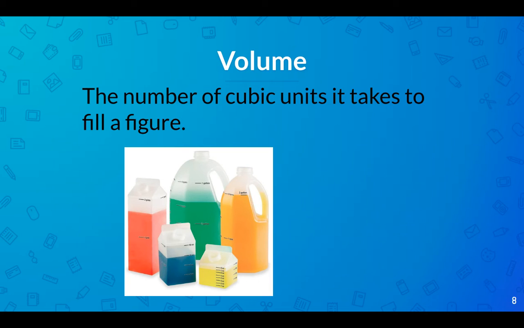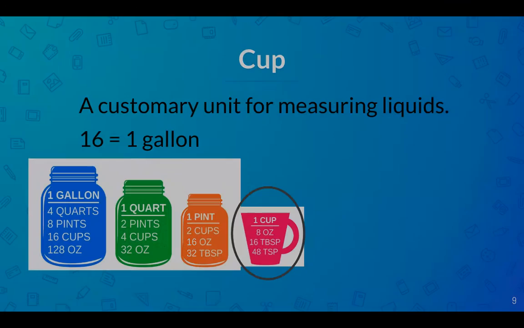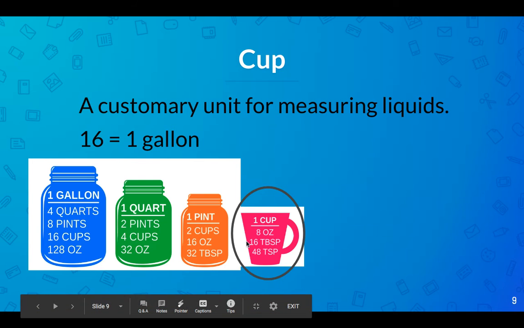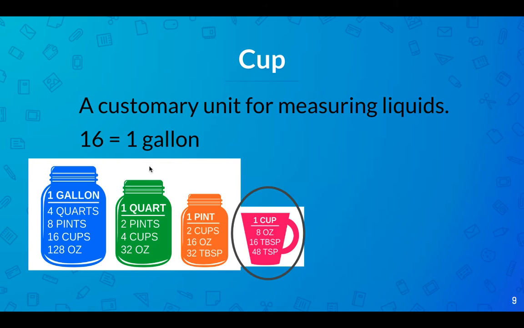So again, capacity is how much an object can hold. That is not changing. Volume is what is inside the object or the container at the time. Cup is a customary unit for measuring liquids. It is the smallest measurement we're learning about right now. So a cup, if you look at the pink cup, okay, it is a lot smaller than my other measurements.